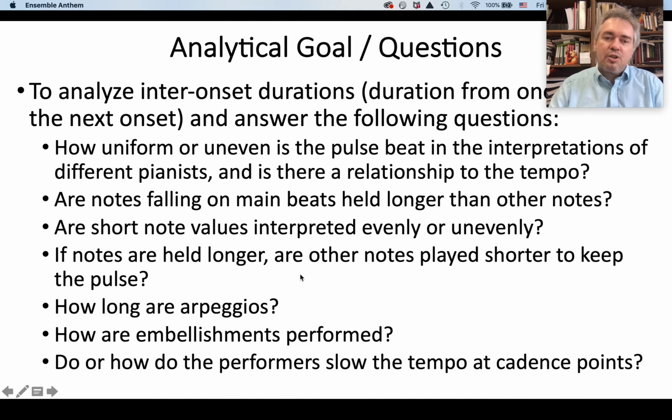Are notes falling on main beats held longer than other notes? Are short note values interpreted evenly or unevenly? If notes are held longer, are other notes played shorter to keep the pulse? How long are arpeggios? How are embellishments performed? How do the performers slow the tempo at cadence points?